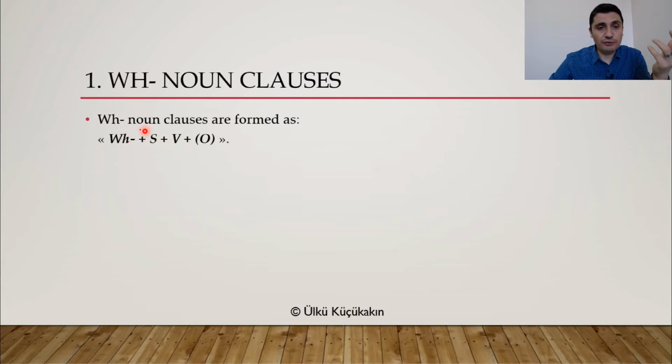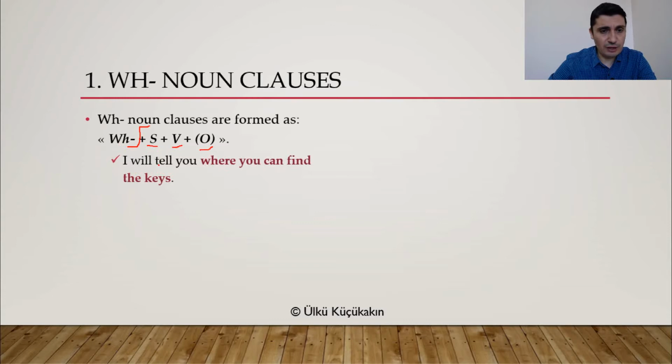But this is different. In a noun clause, after WH, you have a normal sentence. So this is a normal sentence, right? Subject, verb, object. So it is not formed like a question. No, it is formed like a normal sentence. So after WH, we have a subject, we have a verb, and we have an object. So let's give some examples.